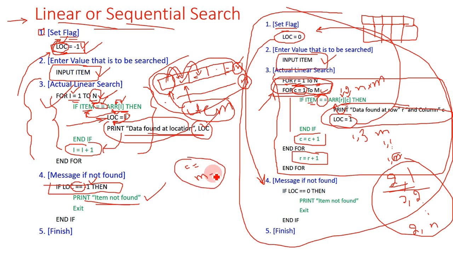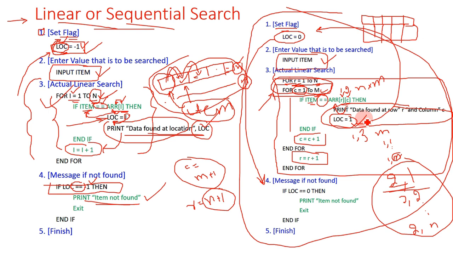But the outer loop will be terminated when the r value is equal to n plus 1. So when r becomes n plus 1, the outer loop will also be terminated. If inside this nested loop the item is found, the flag value LOC will change from 0 to 1. But if the item is not found, it means the LOC value is not changed.